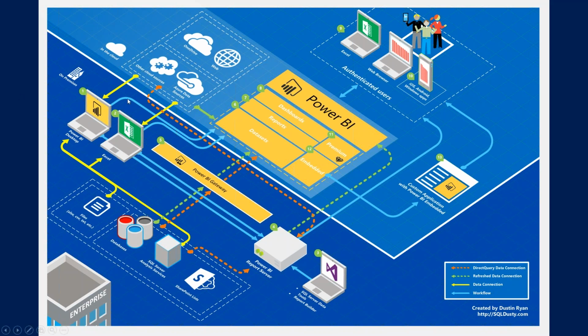Now, a couple things I'll point out here. You have the Power BI desktop represented on the left side, and I flag that with a number 1. You've got Excel here. You've got SQL Server Data Tools for developing your paginated reports. You've got Power BI Report Server. You've got the data gateway.